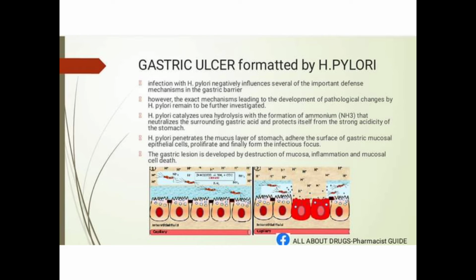H. pylori catalyzes urea hydrolysis with the formation of ammonium that neutralizes the surrounding gastric acid and protects itself from the strong acidity of the stomach. H. pylori then penetrates the mucous layer of the stomach, adheres to the surface of gastric mucosal epithelial cells, proliferates and finally forms the infectious focus. The gastric lesion is developed by destruction of mucosa, inflammation and mucosal cell death.